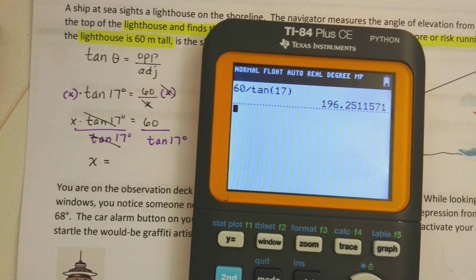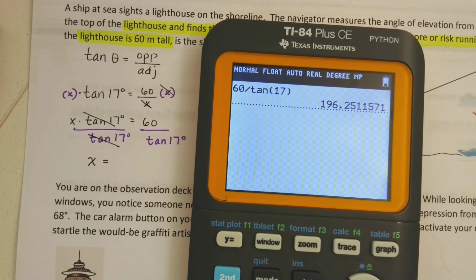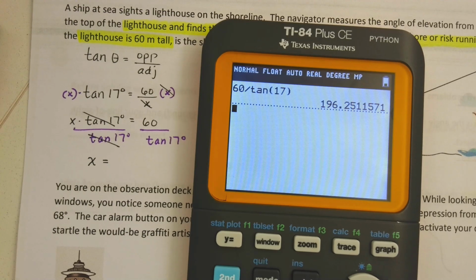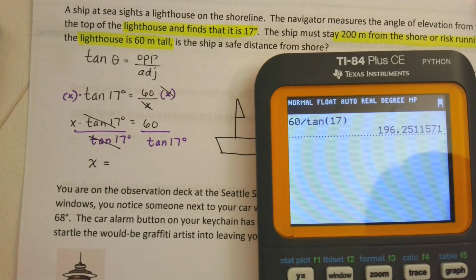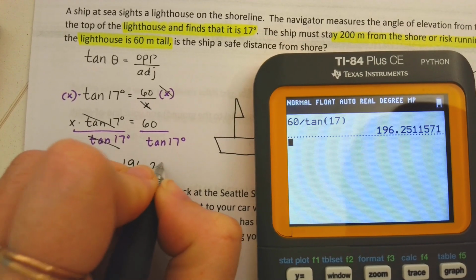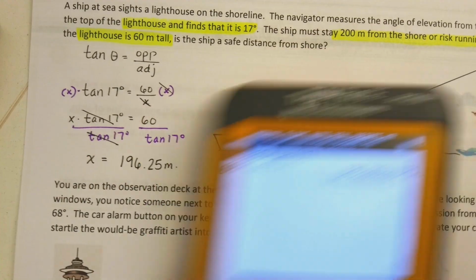Is it a safe distance from the shore? No, because it says it has to stay at least 200 meters from the shore, which means it needs to be greater than or equal to 200 meters. And it is not, which means what's going to happen? It's probably going to run aground. Not a safe distance.